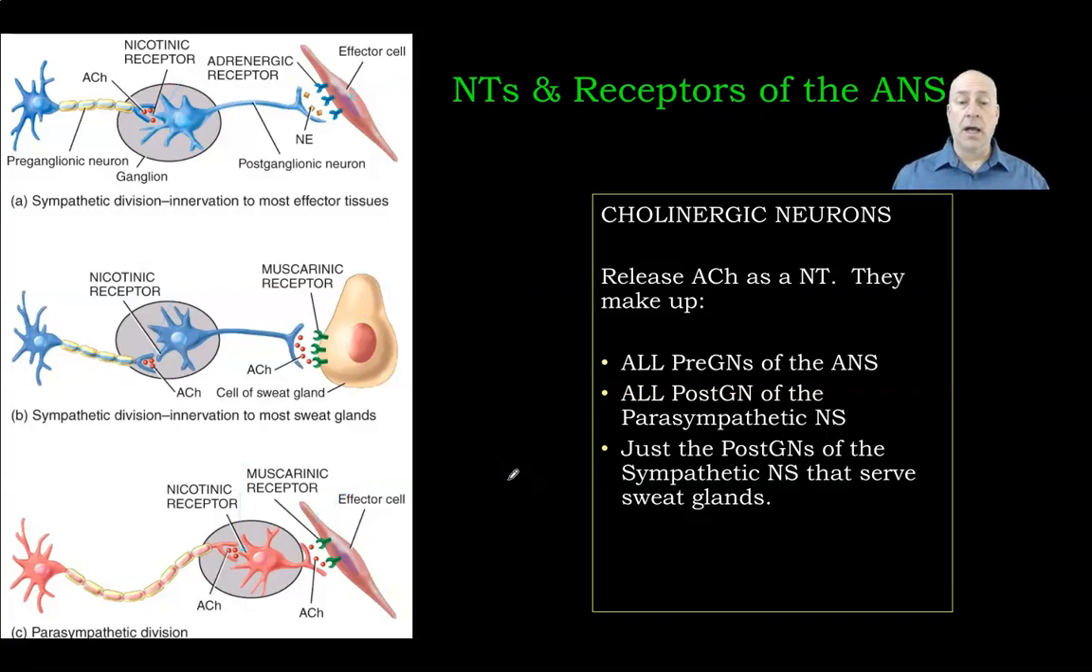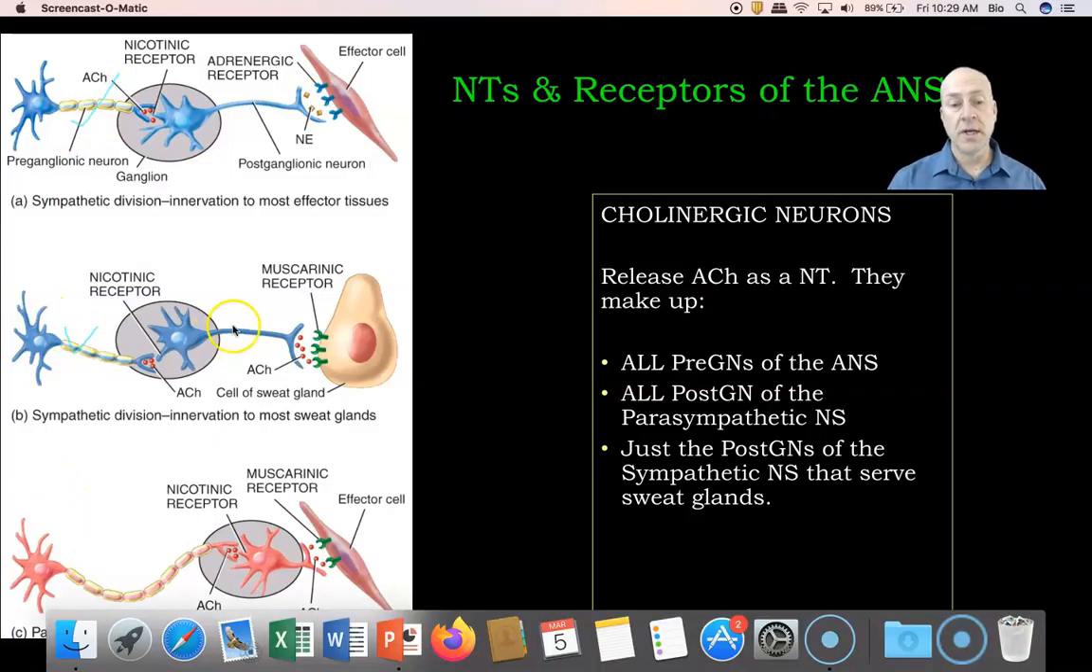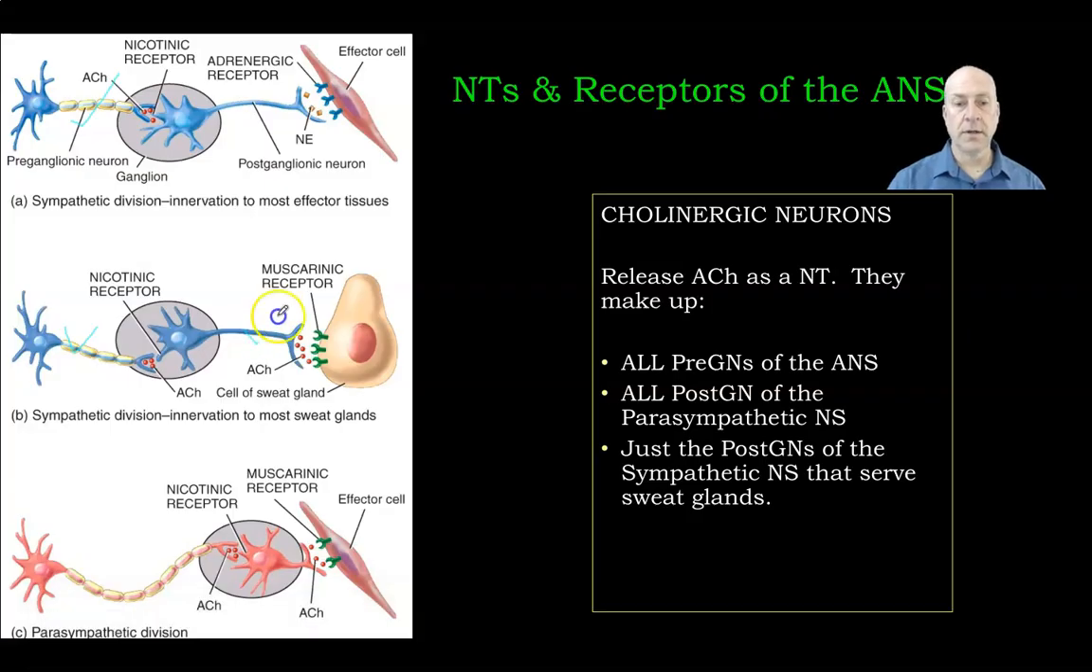Anyway. The cholinergic neurons are the ones that I just checked off. All these are cholinergic neurons because they release acetylcholine. Okay? And you can see all these are releasing acetylcholine here. All releasing acetylcholine. All right. This one is not because it's releasing norepinephrine. So this is an adrenergic neuron as well as adrenergic receptors too.